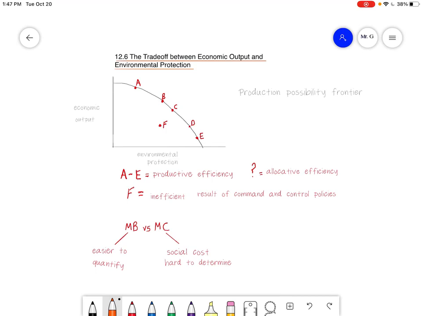A lot of politicians come in and say, we're very pro the economy, getting jobs out there, etc. And so they're going to push for the economy at the detriment to the environment. And so economists look at it in terms of a production possibilities frontier. So here's an example of what we have. We have economic output on the y-axis, environmental protection on the x-axis.